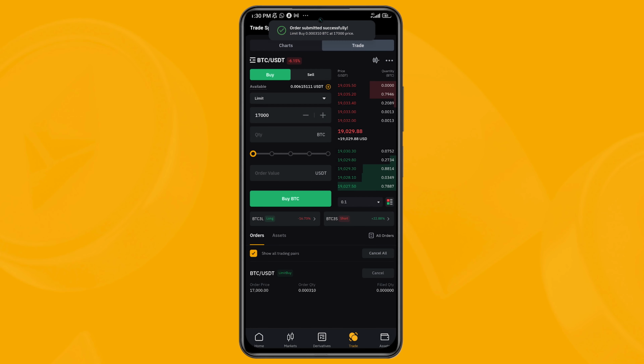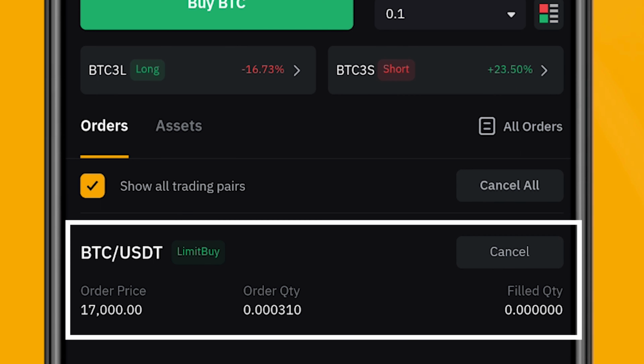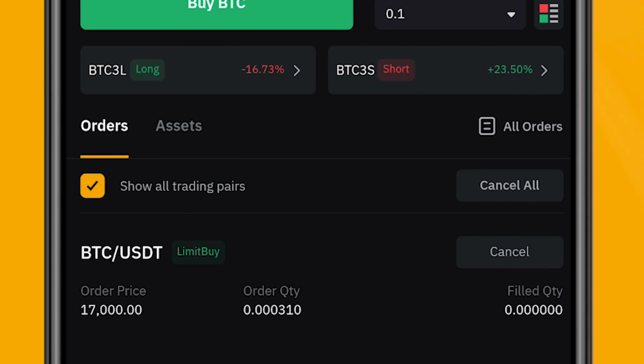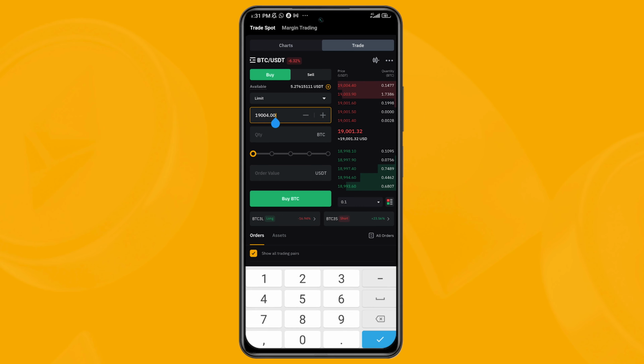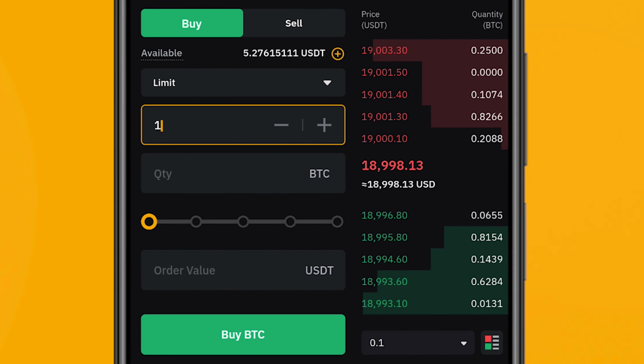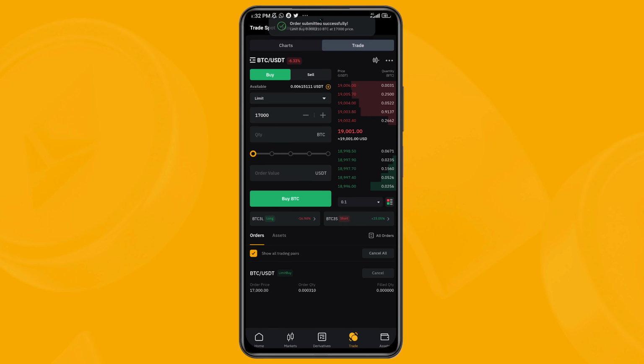Once I click on buy, now what happens is that my trade will now appear in orders. This means that it is just there waiting for the price of Bitcoin to go down to 17,000 before it begins. So the same goes with other coins. I also want to show you something about this. So for example, this is $17,000. You place your order, I want to buy Bitcoin, you confirm.